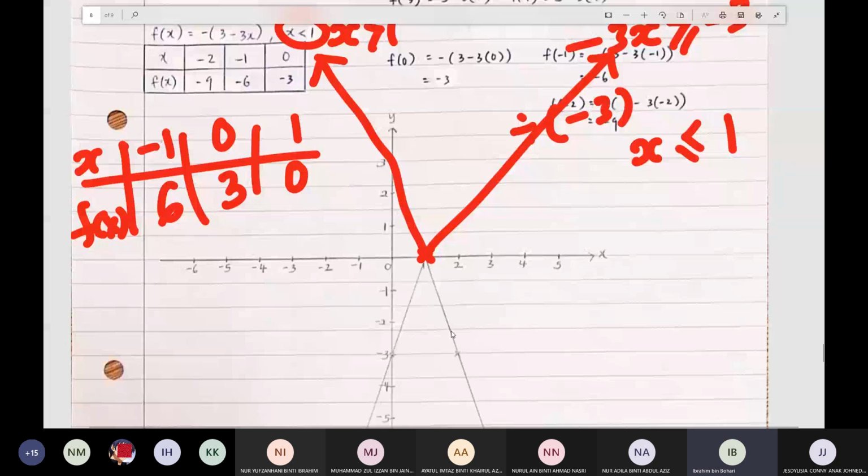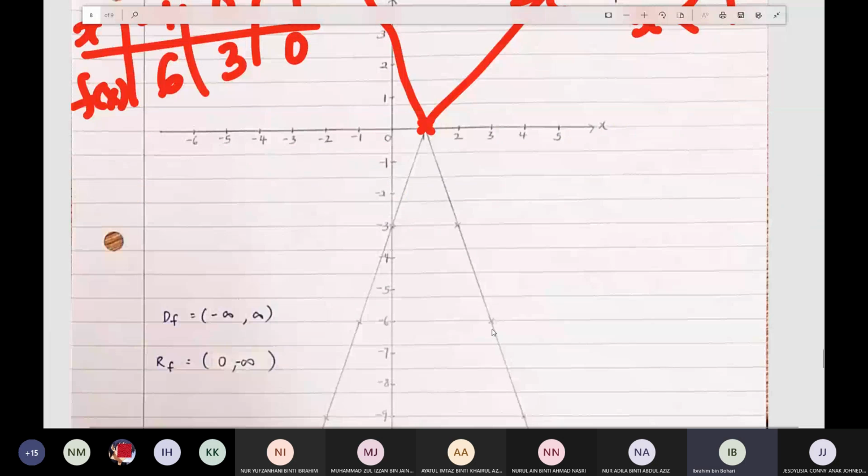Okay, and domain of the function, all the real numbers. Absolute value function, biasa dia domain is all the real numbers. You all tak perlu check pun, sama sahaja. And the range of the function start at the 0 to the positive infinity. Ini you put the semi-open bracket here. Okay. This one is a positive infinity, bukan negative.